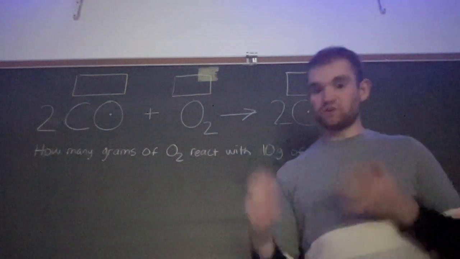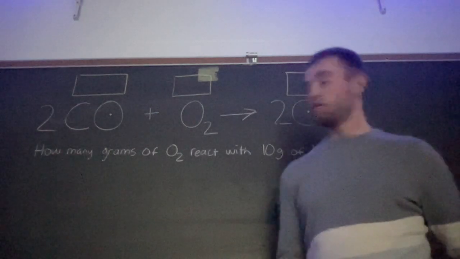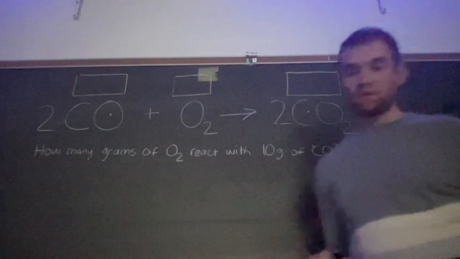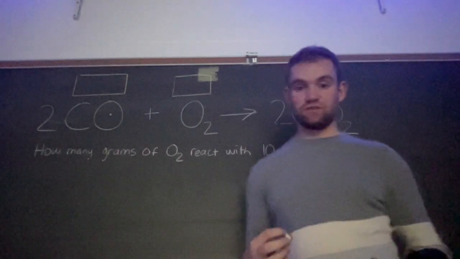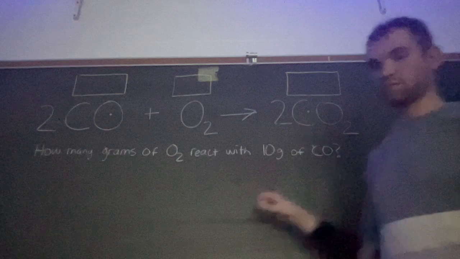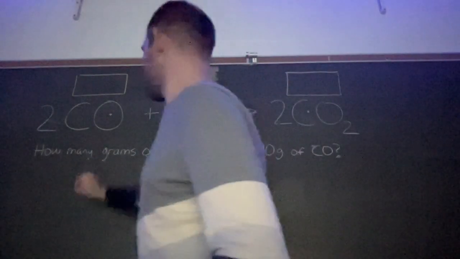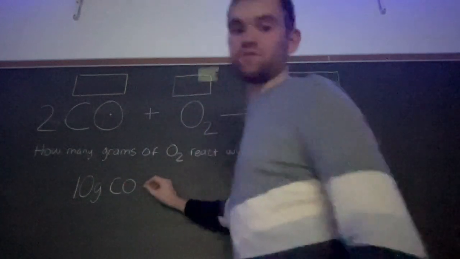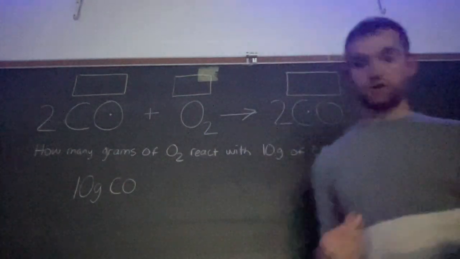So that's a gram to gram stoichiometry question. We're going grams of one chemical to grams of a new chemical. So we're going to start with the 10 grams of what we know. So 10 grams of CO. I'm going to write that down right here. 10 grams of CO. Now we're going to set up our unit conversions.